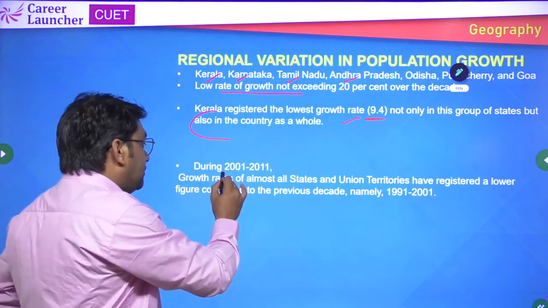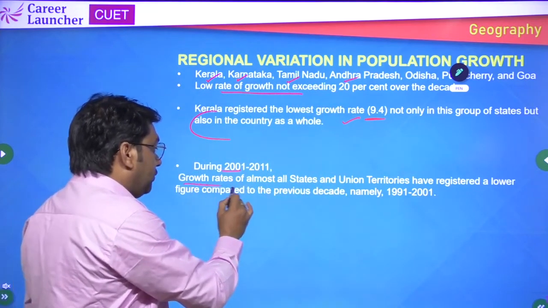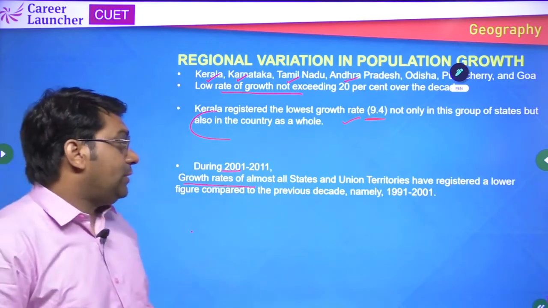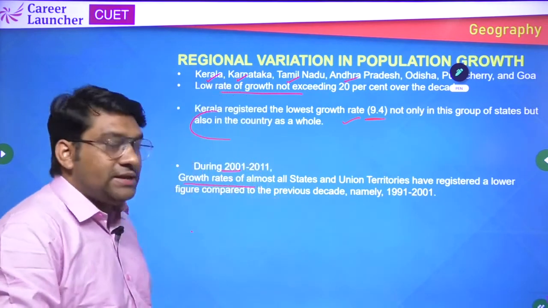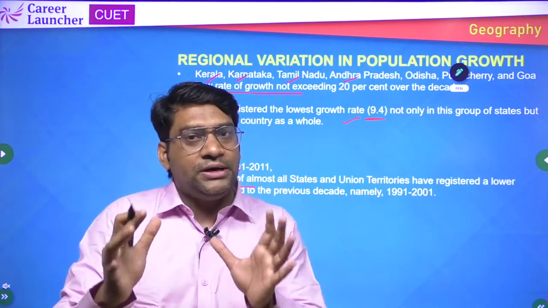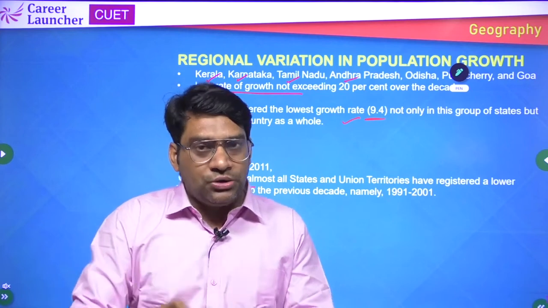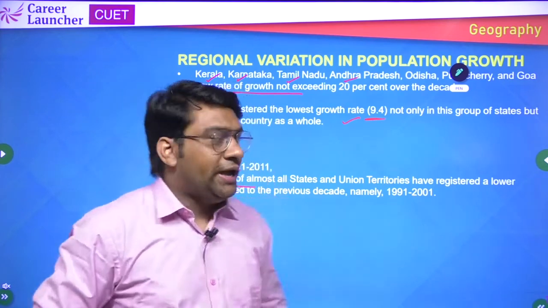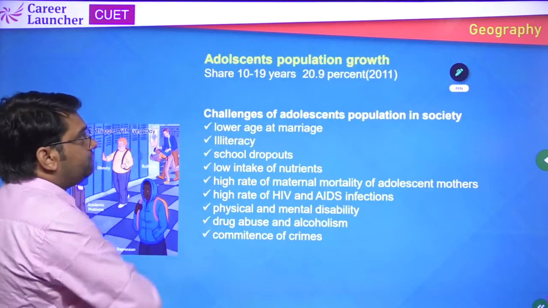So during 2001 to 2011, the growth rate of almost all the states and union territories registered a lower figure compared to the previous decade, namely 1991 to 2001. Okay, so it was a very good sign. Not all the states are doing well, but कहीं ना कहीं वो सीख रहे हैं कि how to control a population, how to provide awareness of education about the control of population, and also set up good health infrastructure in our country.